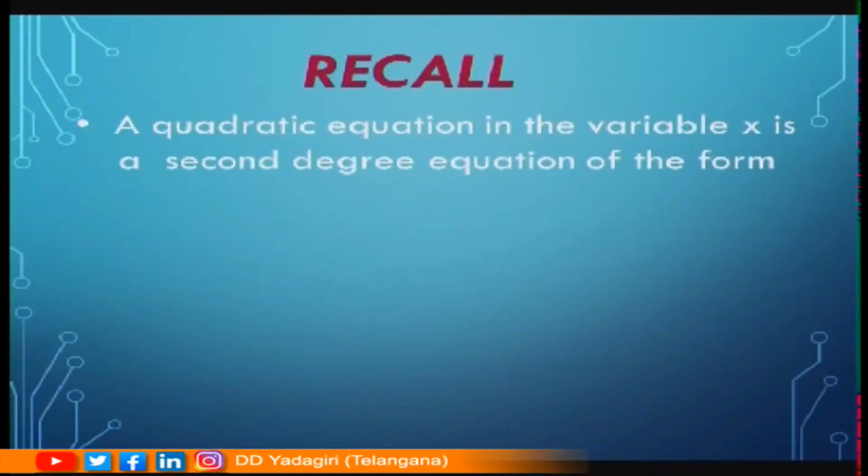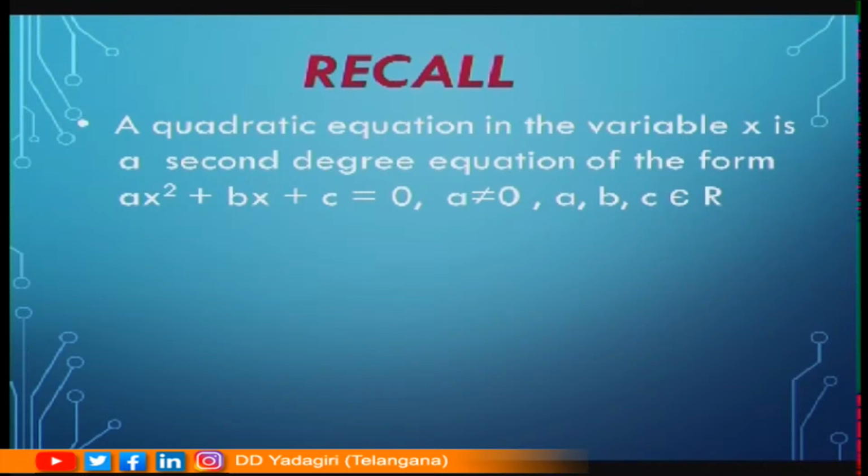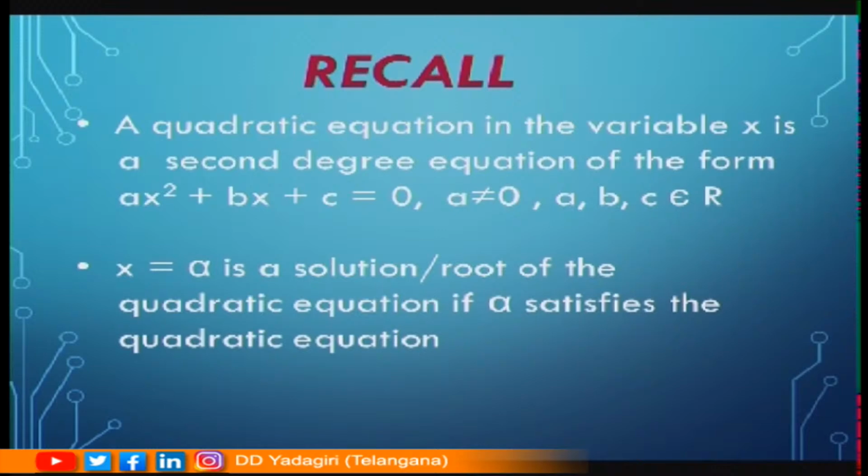A quadratic equation in the variable x is a second degree equation of the form ax square plus bx plus c is equal to 0, where a is not equal to 0 and a, b, c are real numbers. And we have discussed why a should not be equal to 0, because if a is 0, then x square becomes 0 and the quadratic equation reduces to a linear equation. And we also learnt that x is equal to alpha is a solution or root of the quadratic equation only if alpha satisfies the quadratic equation.